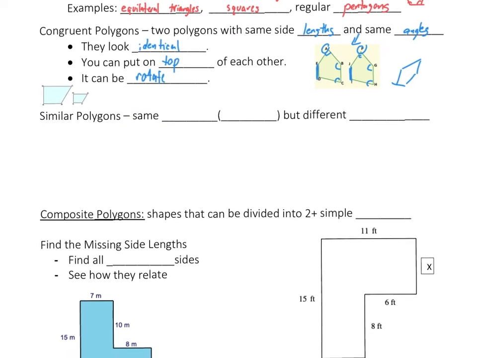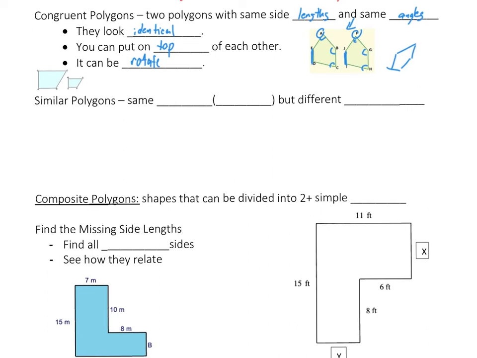Now, conversely, similar polygons do have the same shape, meaning they have the same angles, but they're going to be different sizes. Looking at my picture over here, line DA is similar to EH, but they're different sizes. Or angle D here is the same as angle H, but again, different sizes. That's what makes them similar.